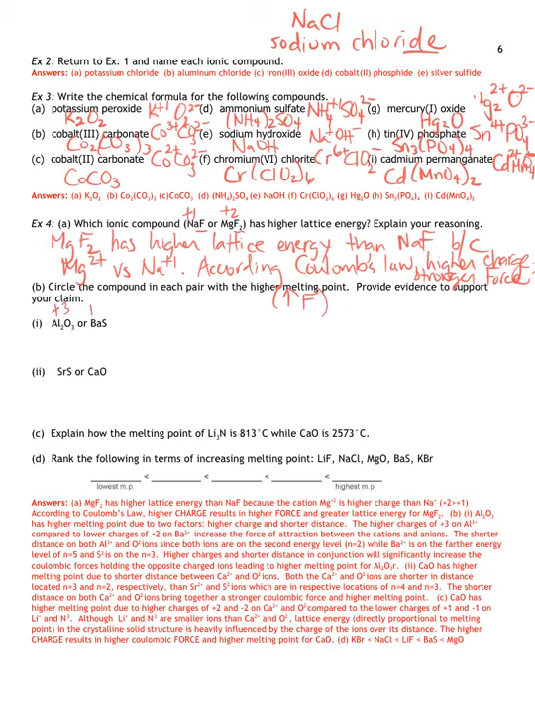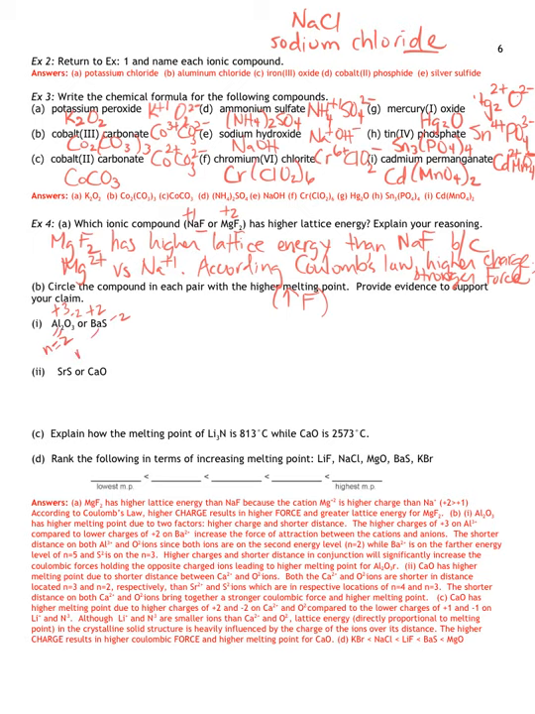Aluminum is 3+, barium is 2+. Oxide is -2, sulfide is -2. So the charge for sulfide and oxide is not different. It's the charge of the aluminum. Now, aluminum is also smaller. So if you look at aluminum on the periodic table, when it loses 3 electrons, aluminum now has n equals 2.